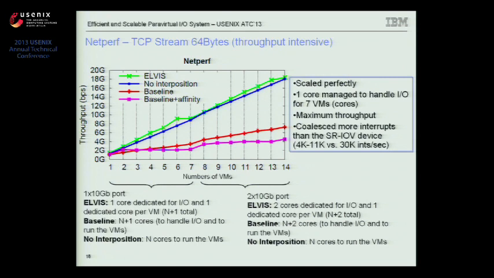few virtual machines, because it was closer to the Elvis model where we dedicated cores. But at some point, as we run more and more virtual machines, we have more I/O threads. The I/O threads start starving each other running in the same core, and then baseline actually becomes better than baseline plus affinity.